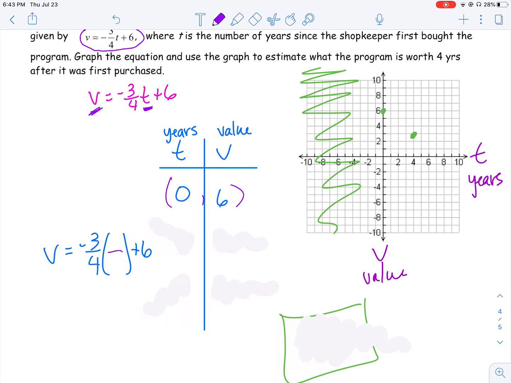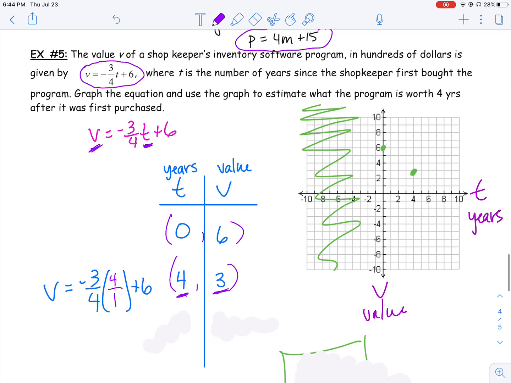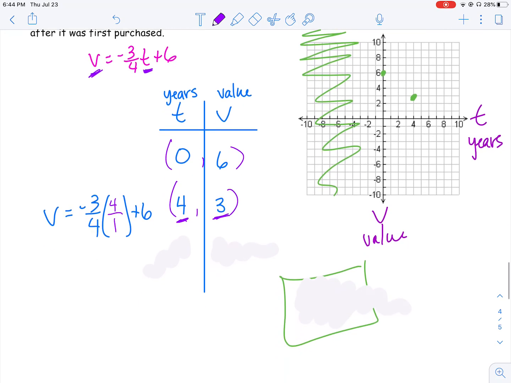Well, if you think about it, anything that's divisible by 4 will help us get rid of that denominator. So let's choose a number divisible by 4. Let's choose 4. If I plug in 4, I end up with negative 12 over 4, which is negative 3, and negative 3 plus 6, which is 3. So I have an ordered pair at 4, 3. What that means is if I keep this program for 4 years, it's going to end up being worth $300, right?